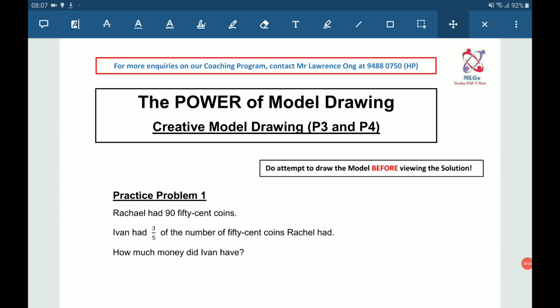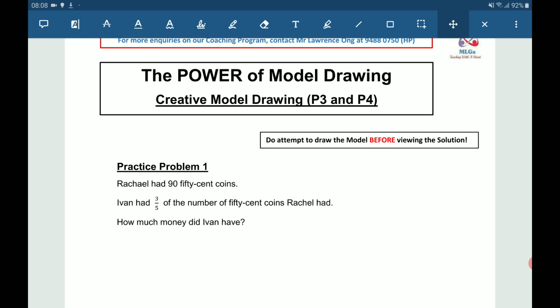So today we are going to continue looking at how we draw out primary 3, primary 4 model drawing. But now the problems are more related to P4. So for primary 3 students, it might be a little bit harder for you to tackle the problems. So we are coming to problems that are more related to primary 4 students.